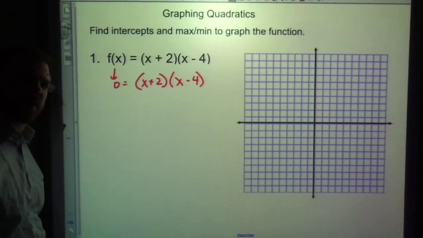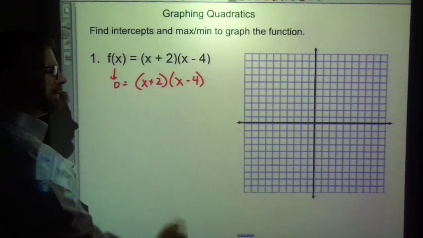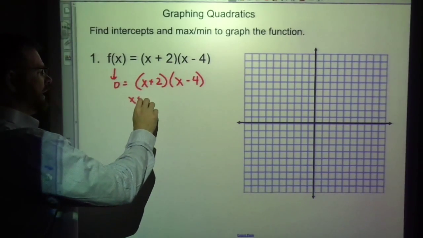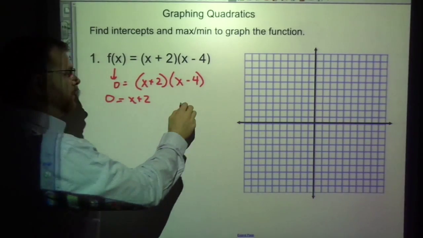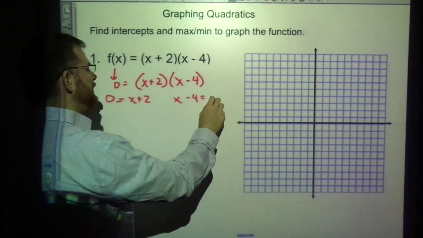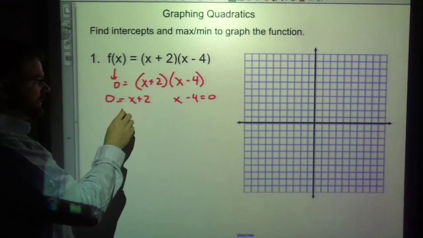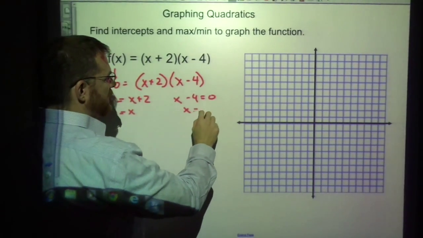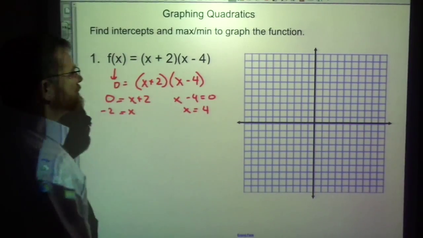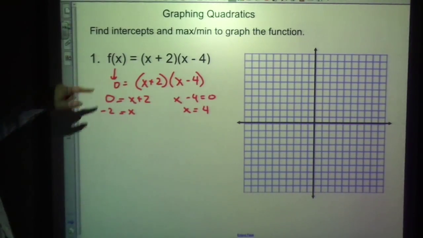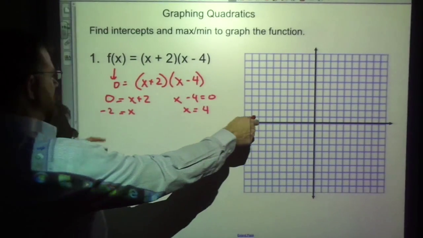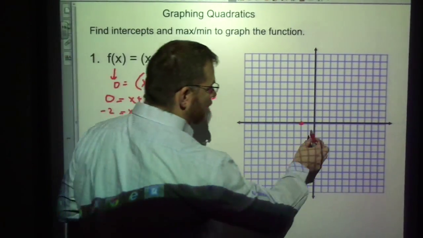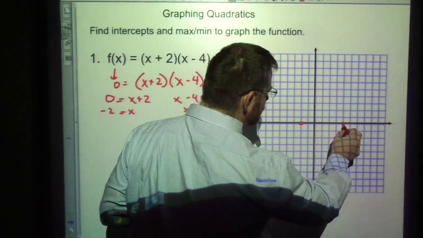We know from the zero product property that if two things are multiplied together to equal 0, one or the other has to be 0. So either x plus 2 has to be 0, or x minus 4 has to be 0. If x plus 2 is 0, then x is negative 2. If x minus 4 is 0, then x is positive 4. So when the value of the function is 0, when the height is 0, the x-intercepts are negative 2 and positive 4.